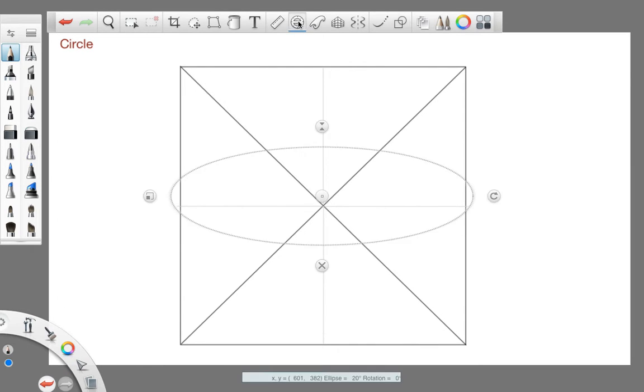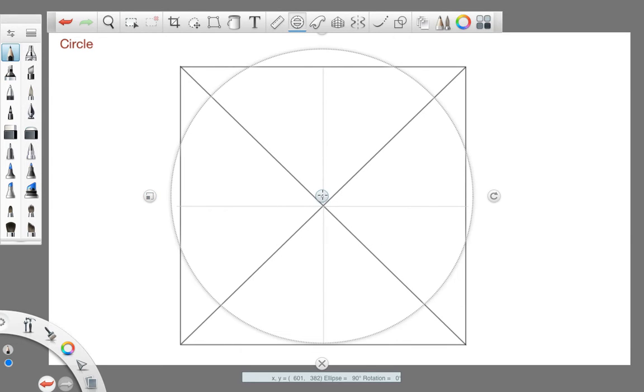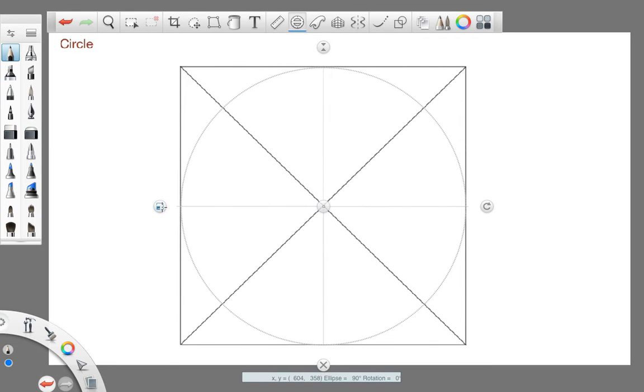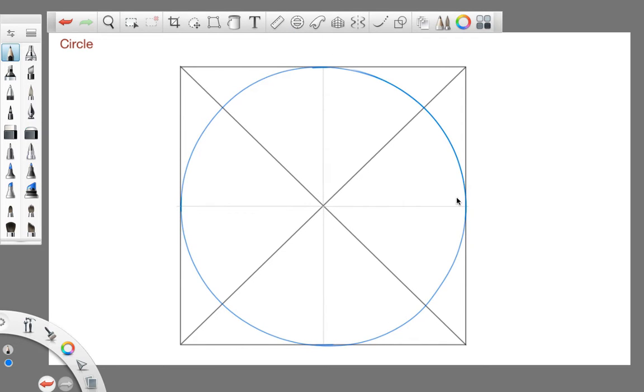So I will use the ellipse template or circle template, position it at the center, and then I will scale the circle down. And you will see that the circle perfectly runs through each midpoint. So let's sketch this one in. And there. There is now another element I would like you to pay attention to, and that is where the blue line cuts those diagonals.